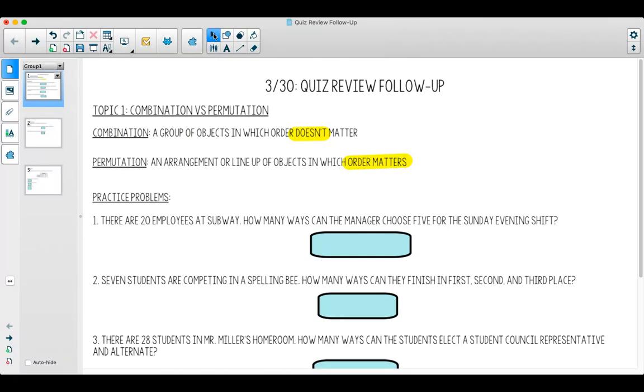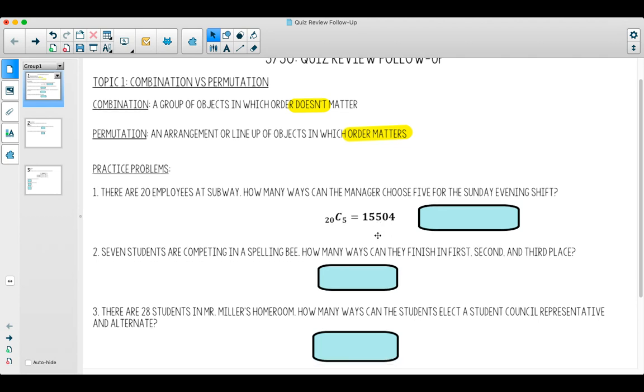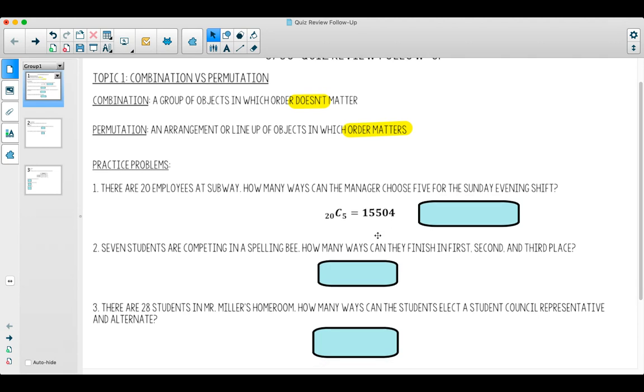So let's try some practice problems. In practice problem number 1, there are 20 employees at Subway. How many ways can the manager choose 5 for the Sunday evening shift? This is going to be a combination because the order doesn't matter. So our setup is going to be 20 combination 5, and I plug that right in my calculator, and I got 15,504.